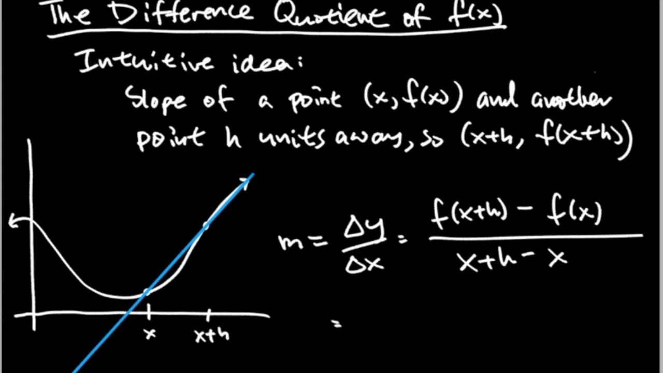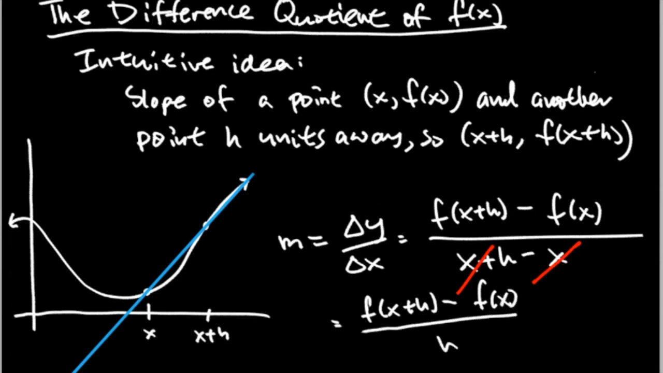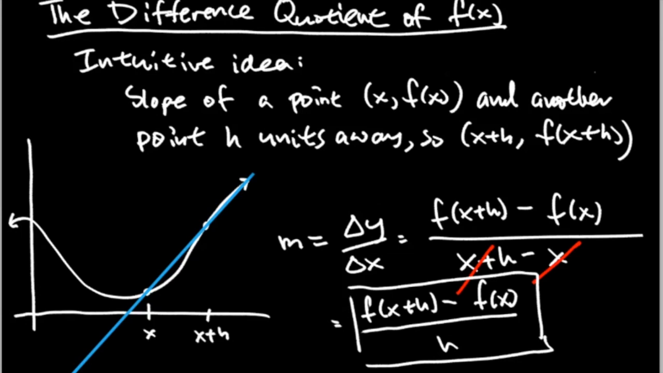And then we can simplify this one step further, because as we see here, the x's subtract out, so let's get rid of them. Then we end up with f of x plus h minus f of x, all divided by just h. So this is what we call the difference quotient of f of x. It'll be used to figure out what a derivative is and how to work with it.